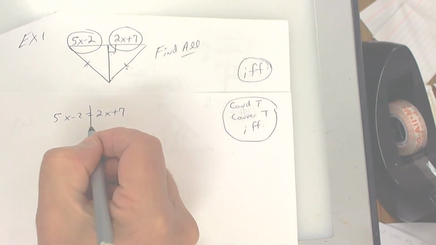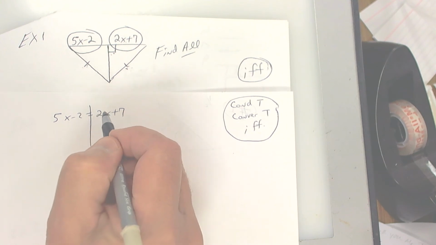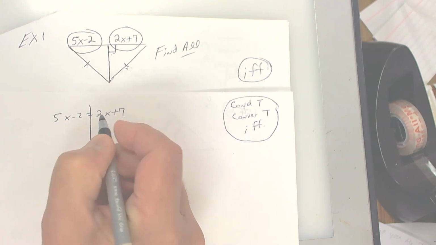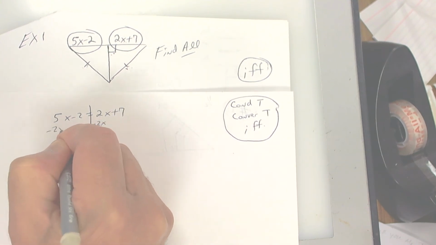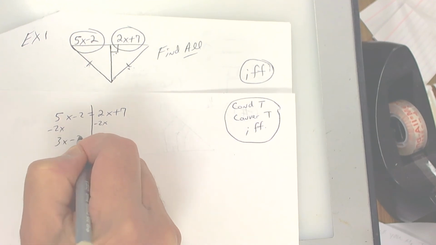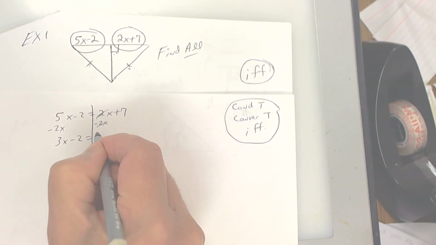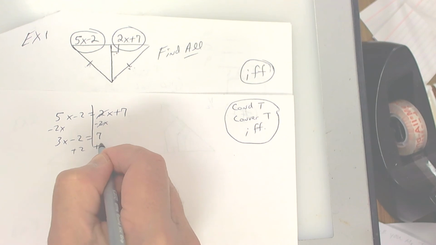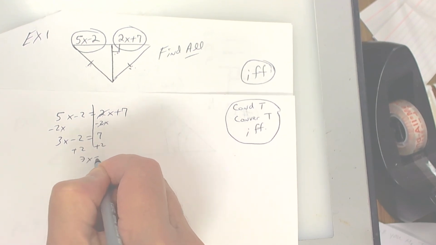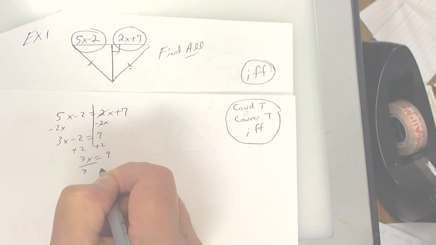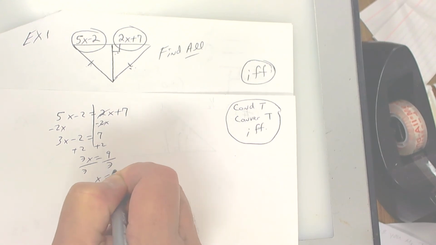Okay, now at this point, you want to get rid of the smaller one. You see, you can't add these two because they're on opposite sides. So I would subtract 2x. Make sure you can do the math here, the arithmetic, or the algebra, okay? So I want to add 2, so I get 3x is equal to 9. I divide by 3, and I get x equals 3.